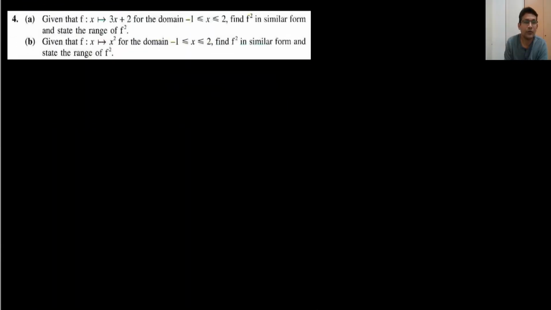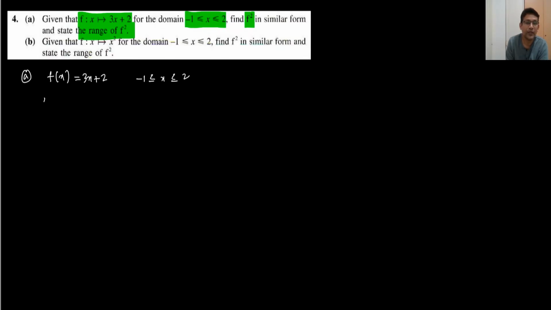So question number 4, part A, the equation is given, f of x for this domain, and we have to find f squared in a similar form and the range of f squared. So let's see. In part A, f of x is 3x plus 2 for the domain minus 1 to 2.